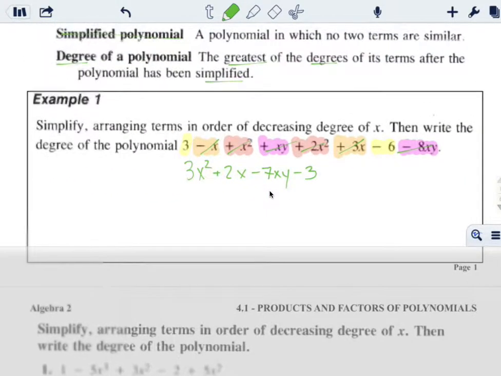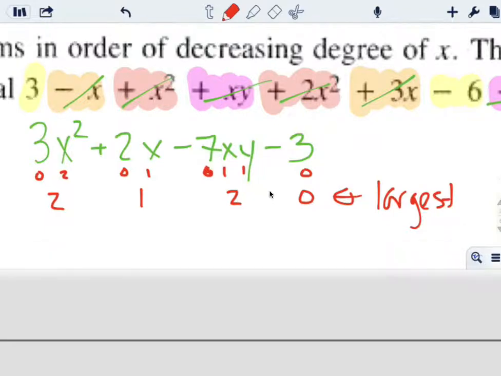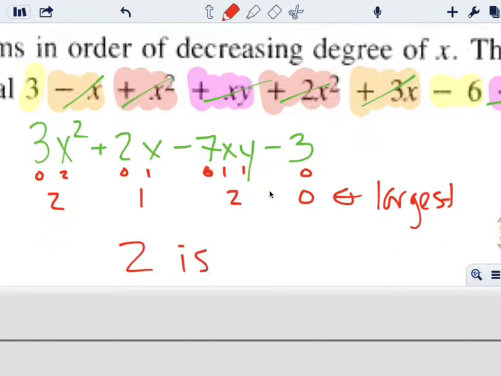Now, in decreasing order, then we write the degree of the polynomial. The terms have degrees of 2, 1, 2, 0. If I add the exponents on the xy term, 1 and 1, that's 2. The largest is 2, so that is the degree. And we look at the exponents.